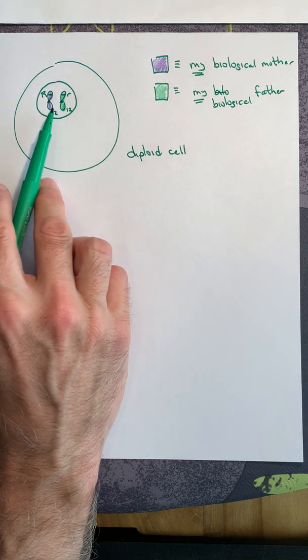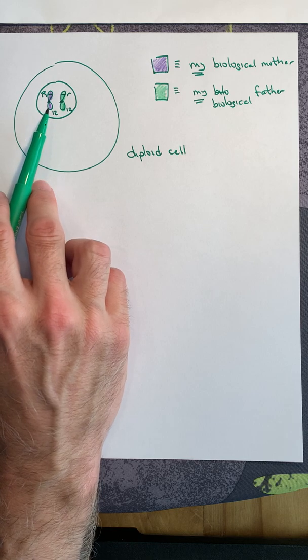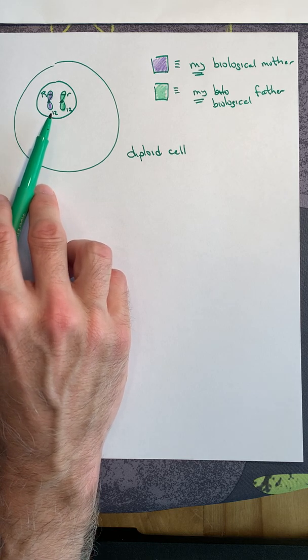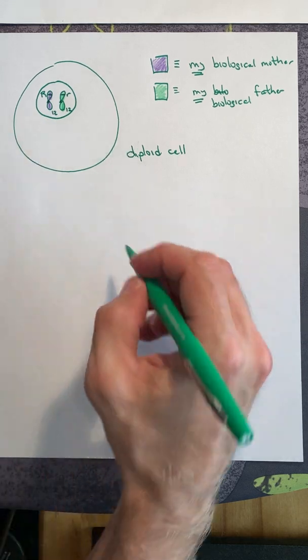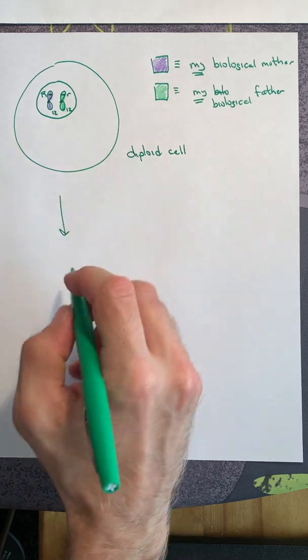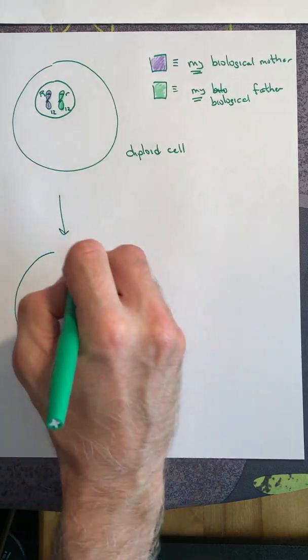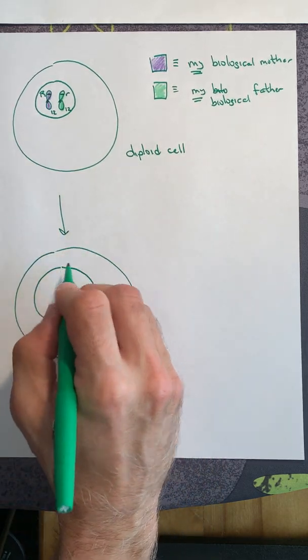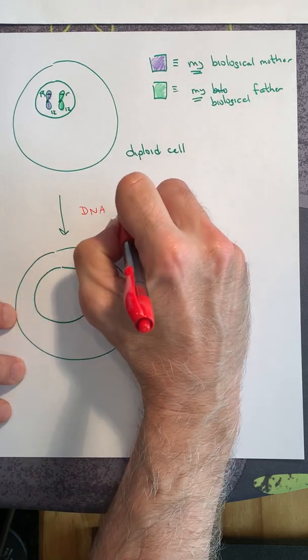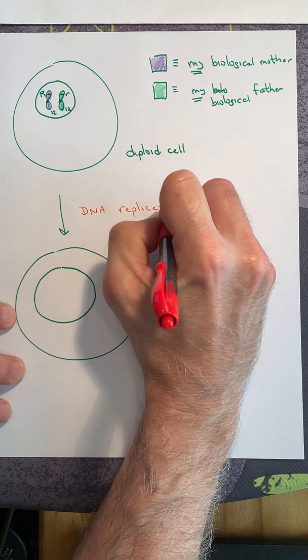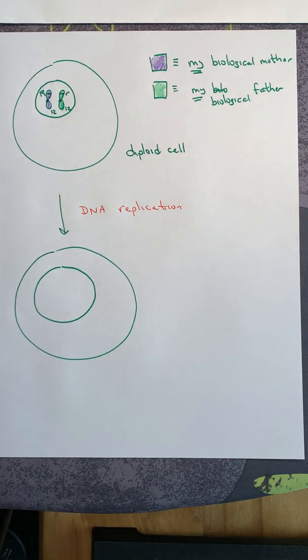So there's my cell. This is going to be a cell that sits inside of my gonad. So this is a cell that sits inside of my ovary if I'm a female, or my testicle if I'm a male, and it's a diploid cell. Now, before this cell can go through division, the cell has to go through a process called DNA replication. Now, to replicate means to copy.